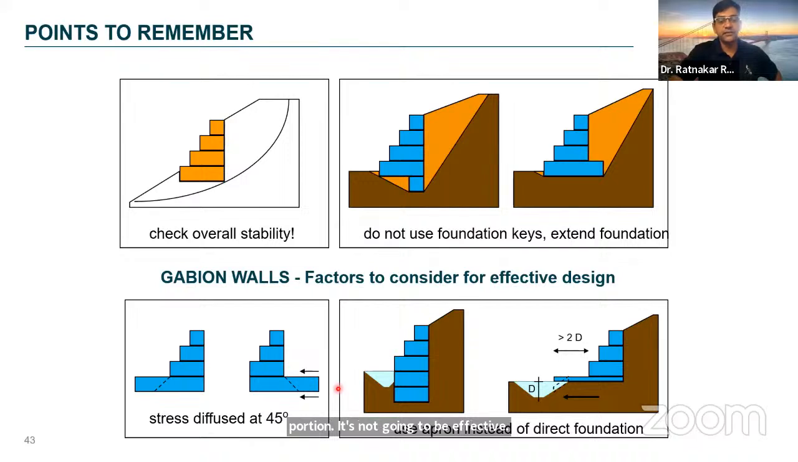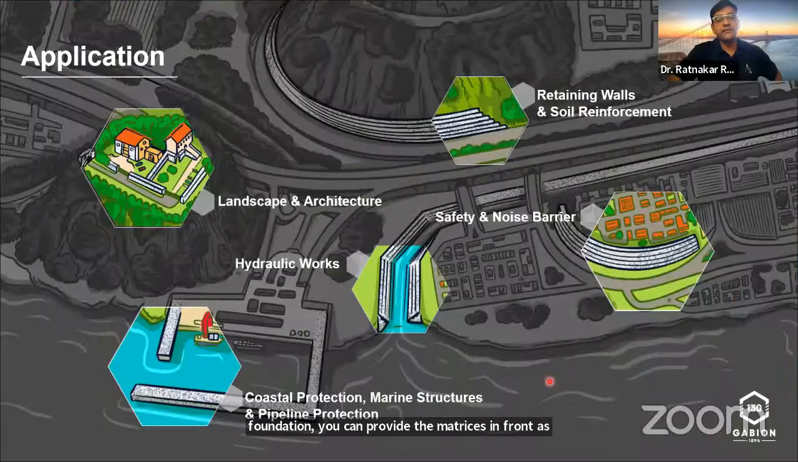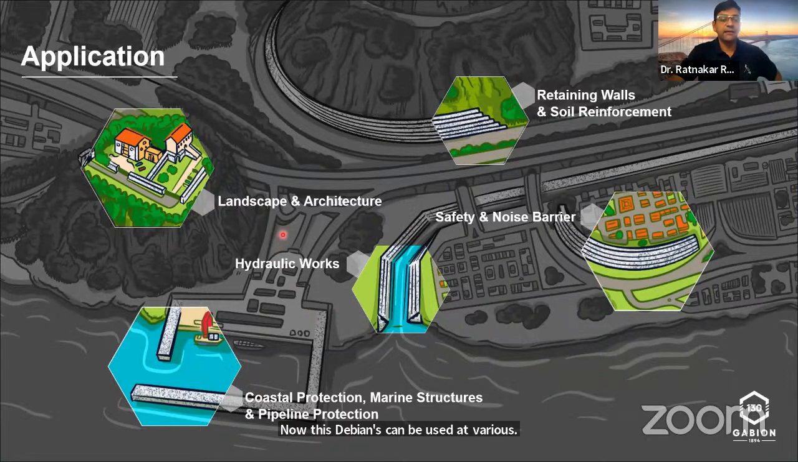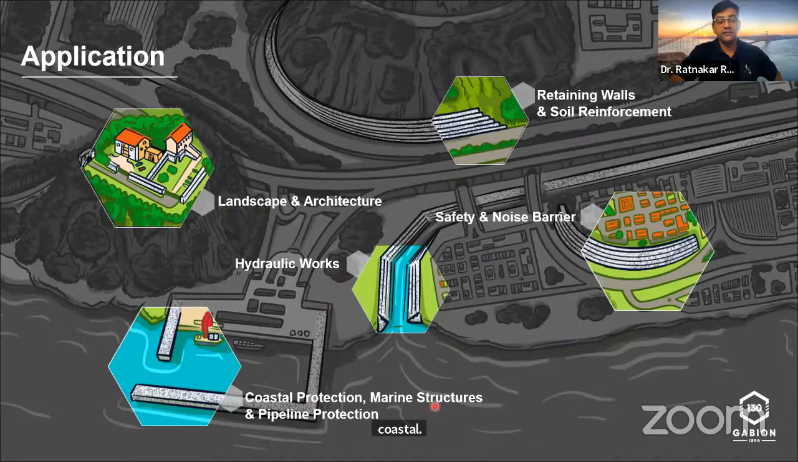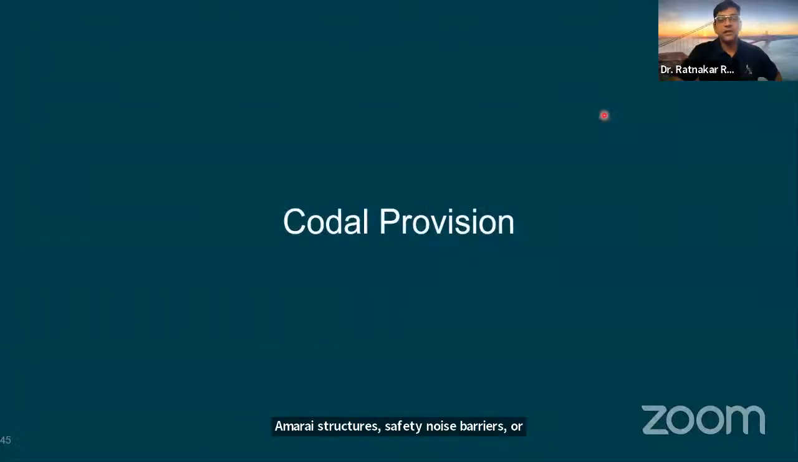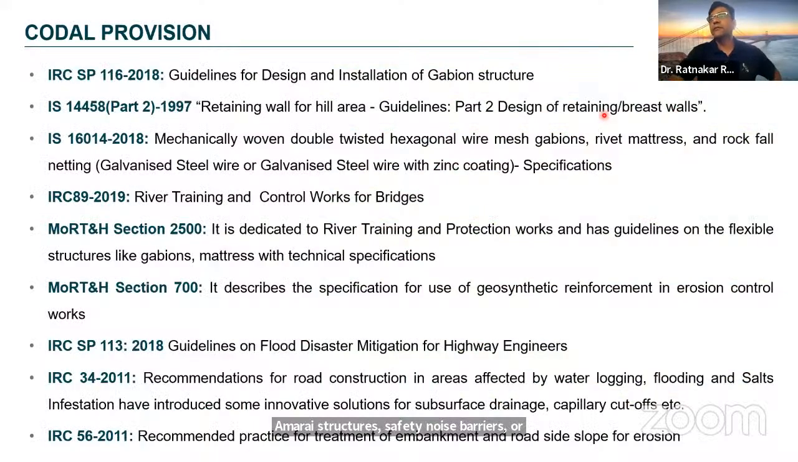Sometimes you may use the Gabions as additional foundation if scouring is expected. In case you want to optimize the depth of foundation, you can provide mattresses in front, taking care of the scour. Now, these Gabions can be used at various locations. So it could be landscape and architecture, it could be hydraulic works, including rivers, canals, or even coastal. They can be used, as I said, for coastal protection or marine structures, noise barriers, or retaining walls themselves. There are various codal provisions available.